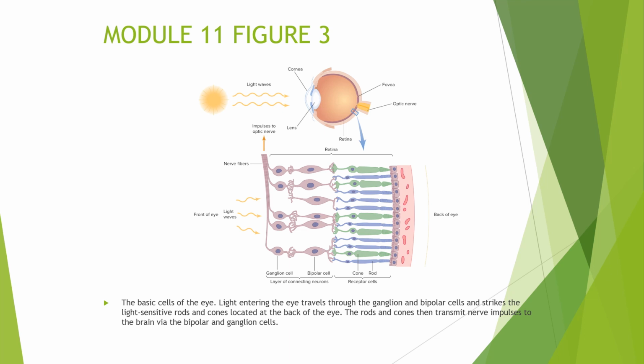The optic nerve, which is what this is. Here's the back of your eye on the right-hand side. You can see your rods and you can see your cones, which are the receptor cells for the retina, correct? And then you see there are two other kinds of cells, the bipolar cells and the ganglion cells. These are layers of connecting neurons that come out of the rods and cones.